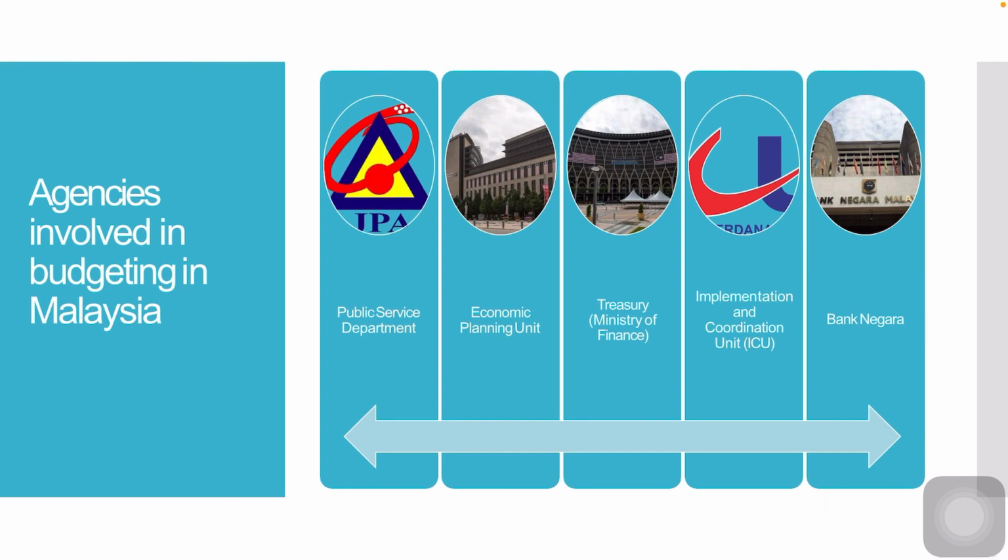keuangan negara. Next kita ada Implementation and Coordination Unit. Yang ni merupakan satu agensi yang akan memastikan kerajaan membelanjakan wang peruntukan tadi mengikut policy, mengikut orang kata apa, mengikut apa yang telah ditetapkan. And last sekali kita ada Bank Negara Malaysia. Je untuk chapter 4.